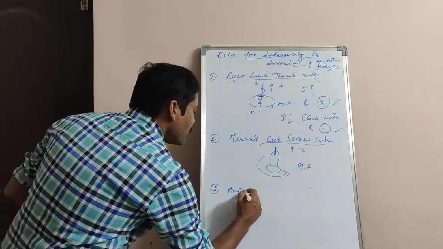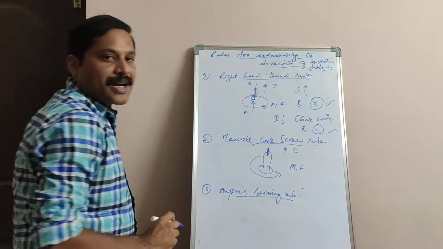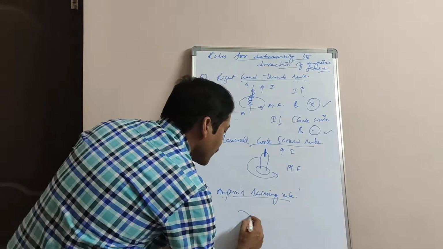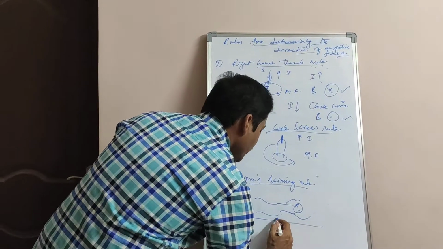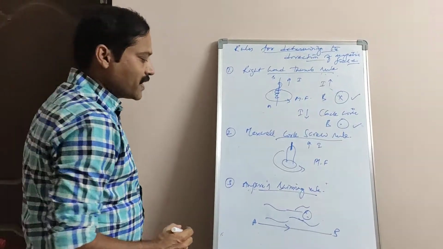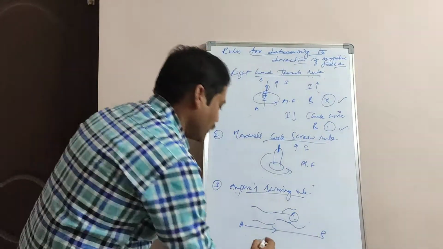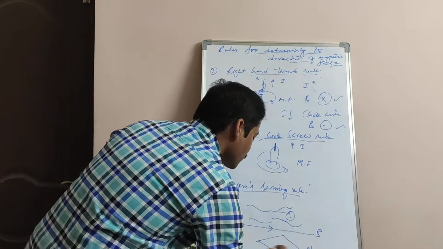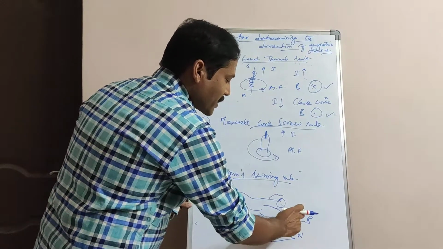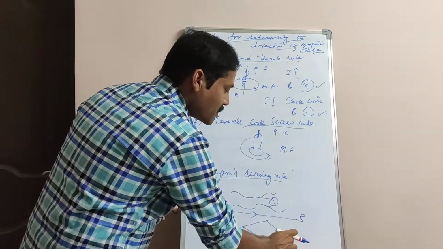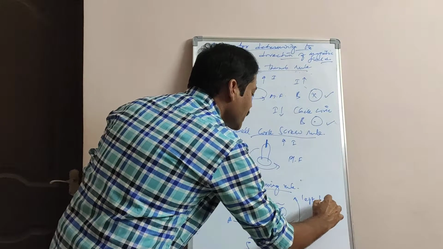And the third one is Ampere's swimming rule. Imagine a man swimming along the direction of a current carrying conductor, facing towards the north pole of the magnetic needle. So the magnetic needle is placed like this, with north pole and south pole. Imagine a man swimming along the direction of flow of current across the conductor, facing his face towards the north pole of the magnetic needle, so that the north pole will be deflecting towards his left hand side.